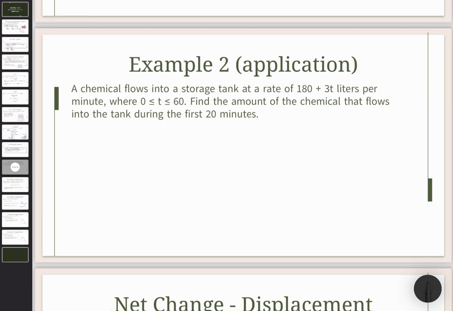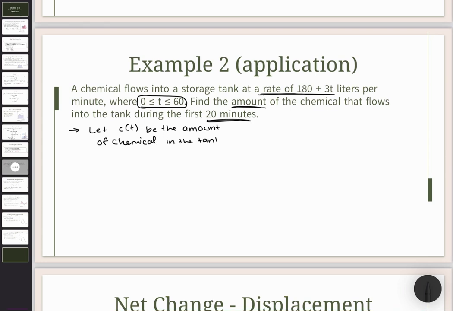All right, a chemical flows into a storage tank at a rate of, so here they're giving us a rate, 180 plus 3t liters per minute. And I know that t is going to be somewhere between 0 and 60. Find the amount of chemical that flows into the tank during just the first 20 minutes. So I'm going to do a couple things here. I'm going to let C of t be the amount of chemical in the tank, so C for chemical, the amount of chemical in the tank at time t.